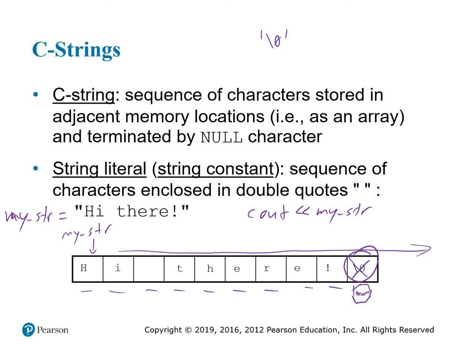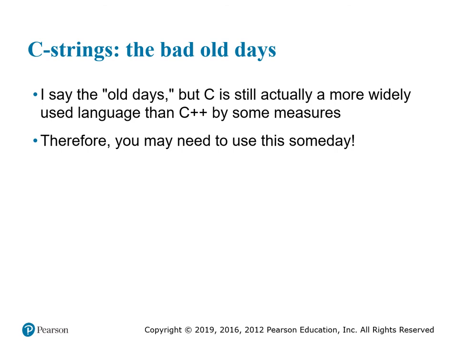Okay. So first, before we get into how C++ handles C strings, I want to talk about the bad old days, okay? Now, I say the old days, but C, according to some measures, is actually still more popular than C++. It's definitely in the top 10 actively used programming languages, no matter what index you look at, but there are some indexes that actually put it as number two or number three above C++. So while what I'm about to say doesn't apply to the C++ that we're learning in this class, you may need to use this someday.